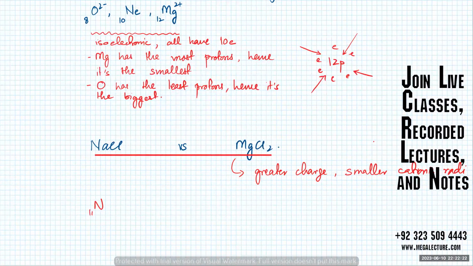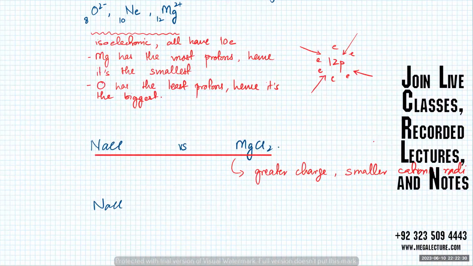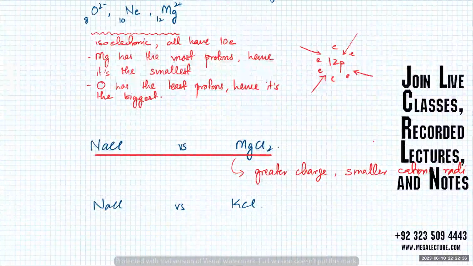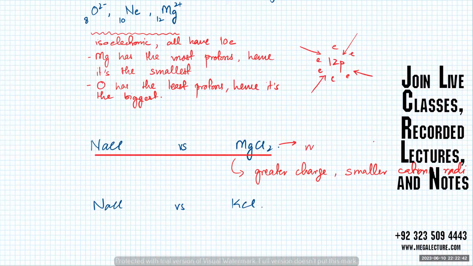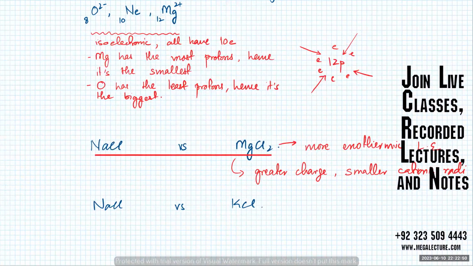Now, similarly, let's talk about NaCl versus KCl. So basically, the first one is going to have the more exothermic lattice energy. So what about the other one?